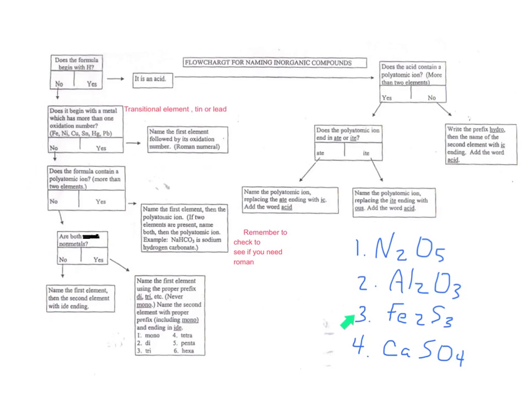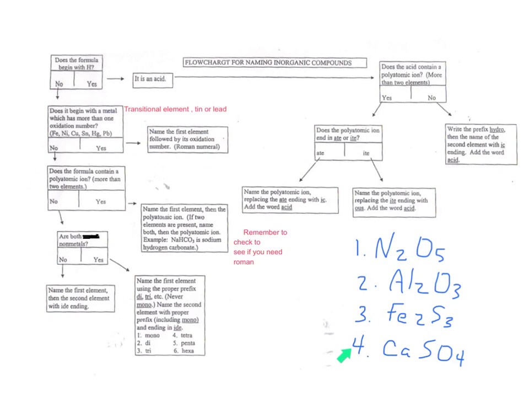So we would name this iron. Now to get its charge, it brings its charge over, so its charge would be 3, sulfide. And remember that they trade charges, and therefore we always have to look at what it brought over. And so this would be iron 3 sulfide.